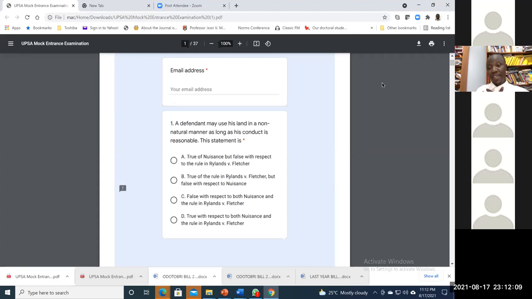Okay, so we have A, but don't let us say that we have the answer, so we are abandoning the rest of the options. We have to continue to test the correctness of the answer using the elimination method. So B, true of the rule in Rylands and Fletcher, but false with respect to nuisance. So if you understand the principle of Rylands and Fletcher, that once you've got something which is a non-natural user, it's accumulated and then it's escaped, it doesn't matter how reasonable you were, so long as it has escaped and it has caused trouble to your neighbor.